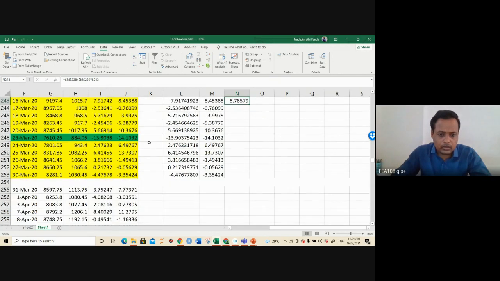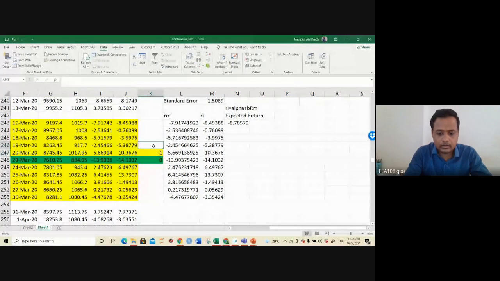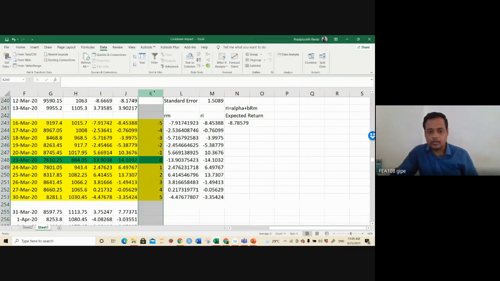Now you come out. This was your event day, this is your day 0, write down 0, and before that it was -1, -2, -3, -4, -5. This is +1, 2, 3, 4, 5. Okay. Now we got the event window.